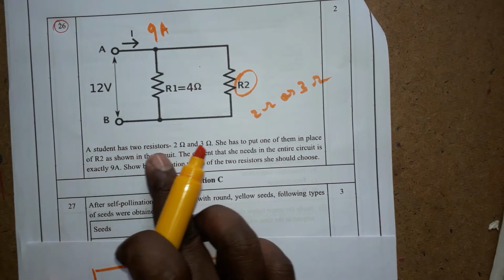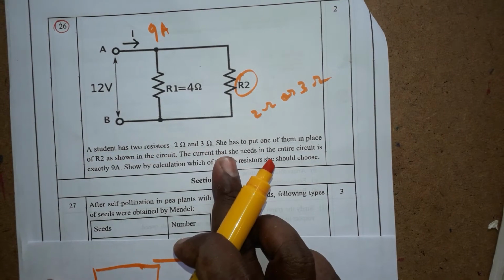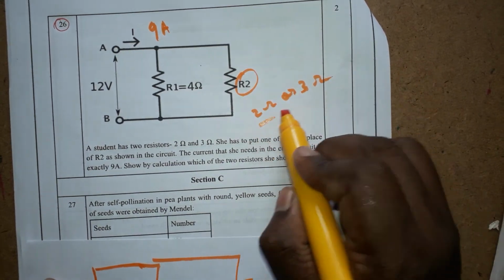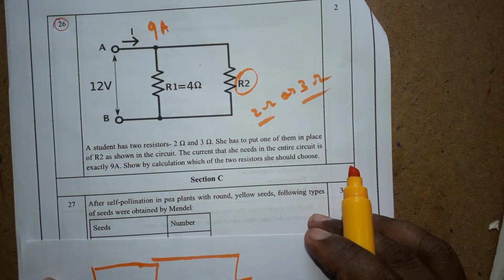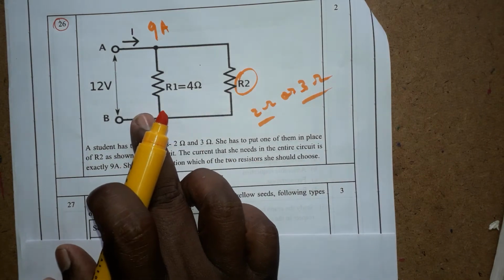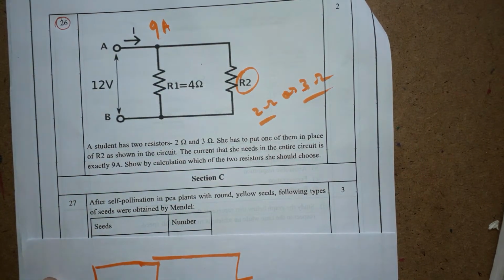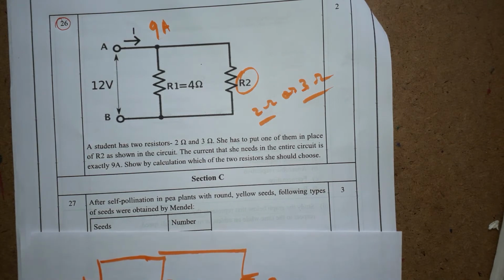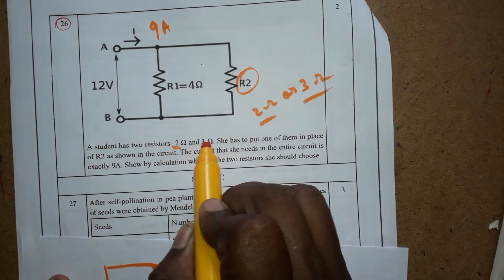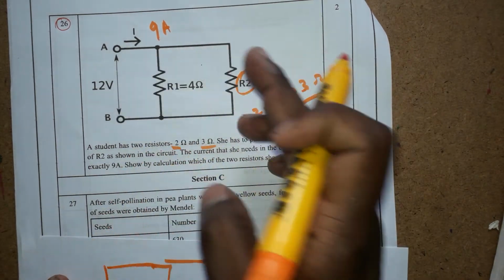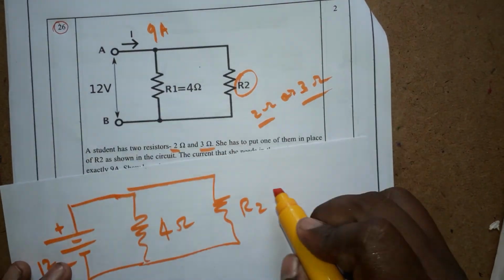Okay, the student has 2 resistors, 2 ohms and 3 ohms. Which is suitable to put here? R2 is which resistance, 2 or 3? Okay, when we are connecting a resistance here, the current has to flow 9 ampere. Total current flowing in the circuit is 9 ampere. They asked which of the two has to be chosen by the student, whether it is 2 ohms or 3 ohms. So whichever I am connecting, the current has to flow 9 ampere. Okay, so we'll see. First I am taking 2.